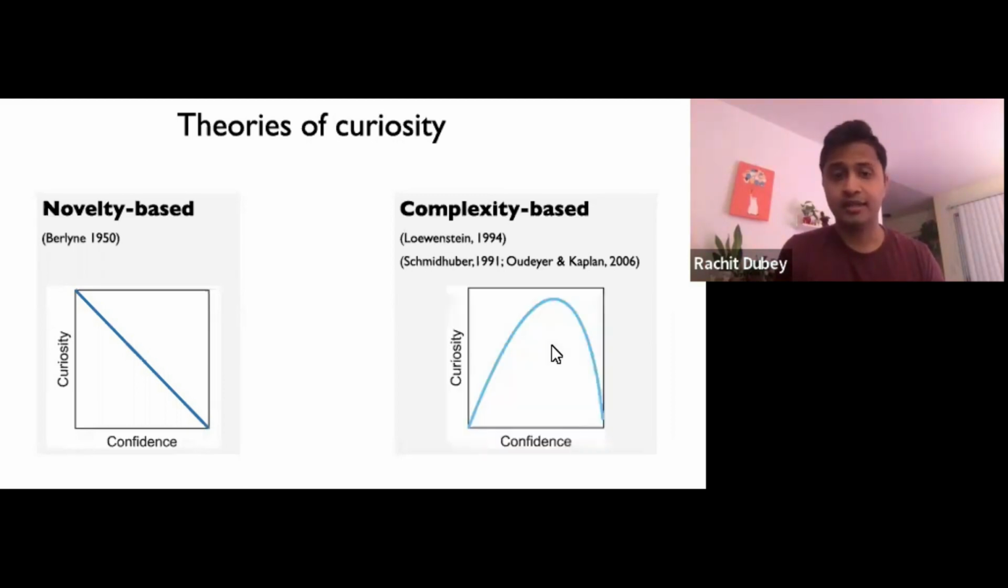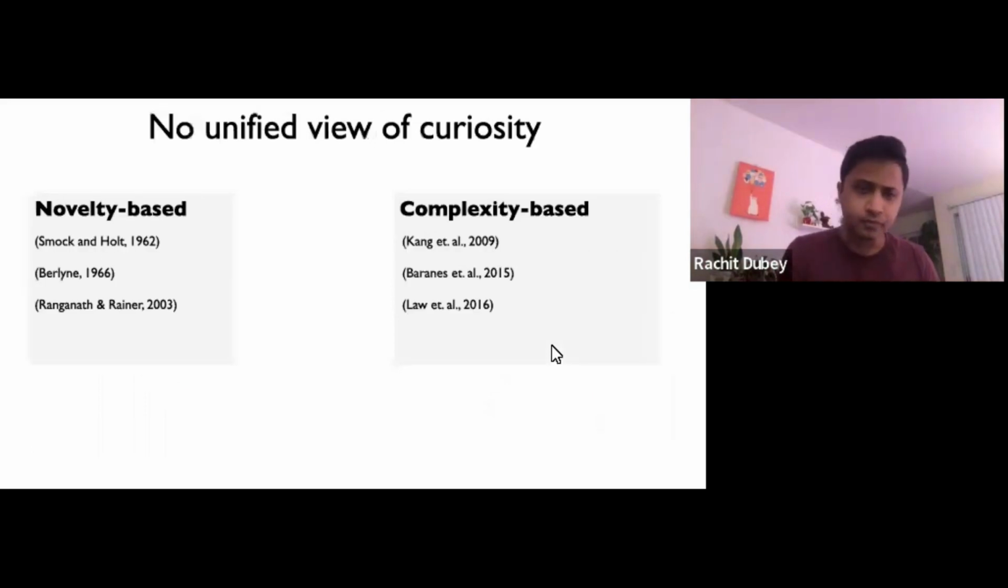Complexity-based theories suggest that curiosity is driven by moderately complex stimuli. That is, curiosity is an inverted U-shaped function of confidence. If we know too little or too much, then we are not curious. Both these theories have found ample empirical support, but remember, they make orthogonal predictions, and thus the field has no unified view of curiosity.